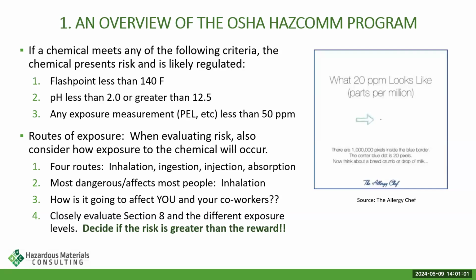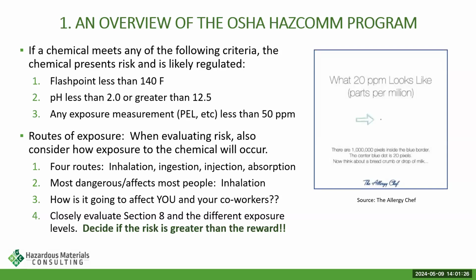I kind of covered this already, but if a chemical meets any of the following criteria, it's also pretty highly regulated. It's likely that it's going to be highly regulated if you use it and if you try to dispose of it. Flash point less than 140, pH of less than 2 or greater than 12.5. And then again, any of those exposure measurements, PEL, TWA, STEL of less than 50 parts per million.